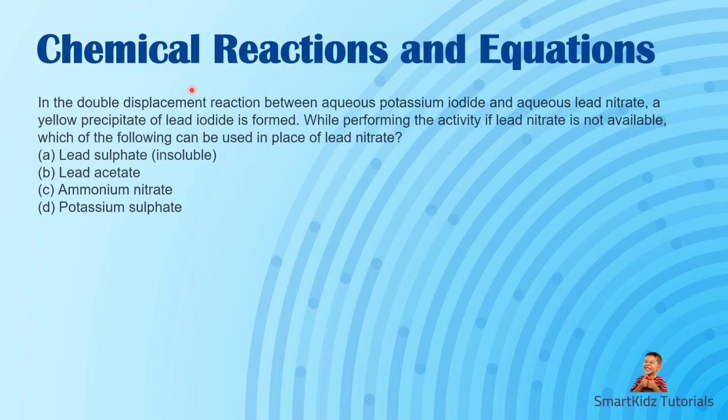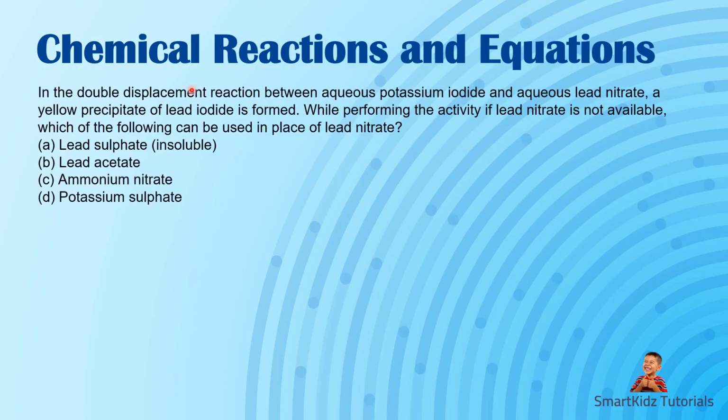Next question. In the double displacement reaction between aqueous potassium iodide and aqueous lead nitrate, a yellow precipitate of lead iodide is formed. While performing the activity, if lead nitrate is not available, which of the following can be used in place of lead nitrate? I'll give you the answer and show you what exactly it is talking about in terms of the reaction. The answer is lead acetate. So lead acetate can replace lead nitrate if lead nitrate is not available.